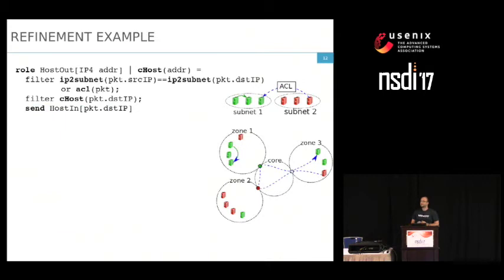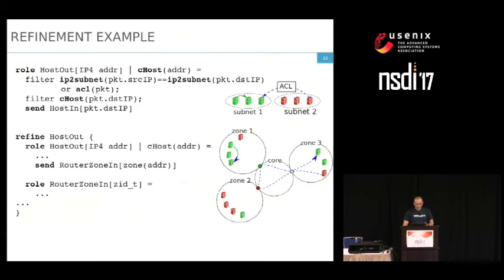Roles are also the main unit of refinement in this language. We refine the spec by removing one of the roles and replacing it by a more detailed implementation, potentially decomposing it into multiple roles. In this case, for example, our first refinement takes the host out role and provides a new definition for it. We now introduce routers into the network. So instead of saying the packet gets delivered directly to the destination host, we say that the packet gets delivered to the input port of the router, and the router is a new role defined in this specification.